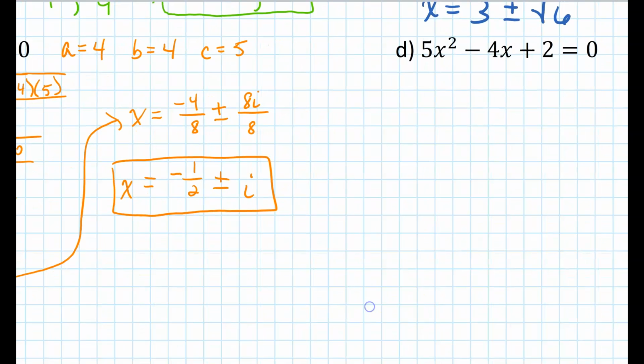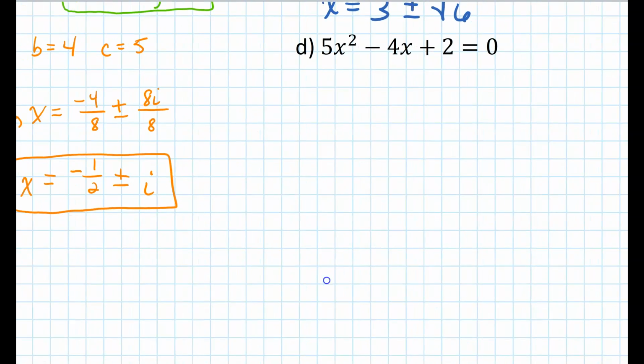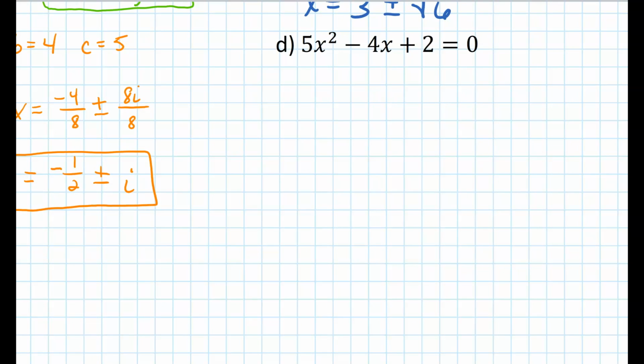I'm going to let you guys do this one on your own. Okay, so it looks like most of you are there or you're on that last simplification step. So 2 over 5 plus or minus the square root of 6 over 5 i. Okay, so good job on that one.